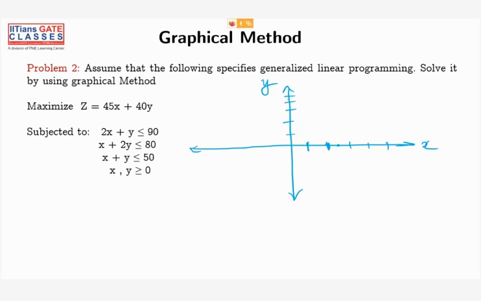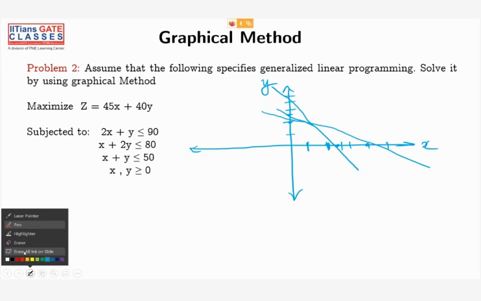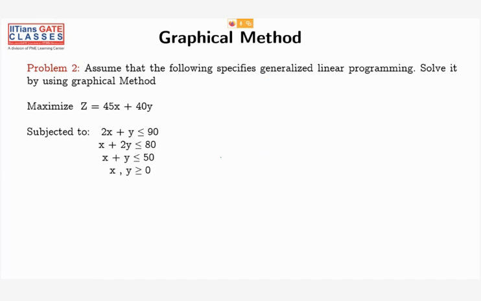Something like this you get. And x plus 2y is 80. X is 80, y is 40. Something like this. And x plus y is 50, 50. So 50 here, and 50 here. It will be something like this.